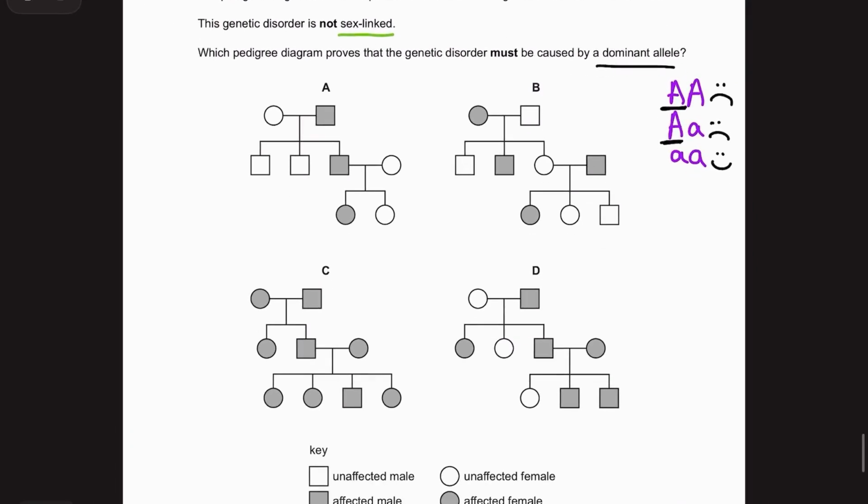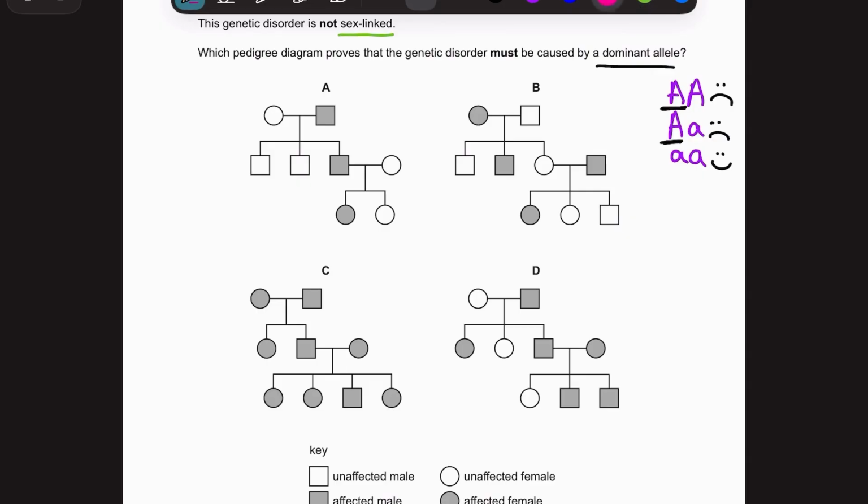I hope you know your basics, right? The square here means a male. The circle means a female. And if it's dark colored, then that means they have the condition, so it's affected. Now, the fact that I'm seeing both black squares and black circles tells me that none of these are sex-linked, right? Because if it's sex-linked, it will just affect the males, for example. So that is that.